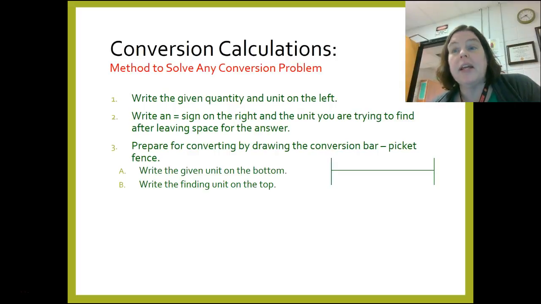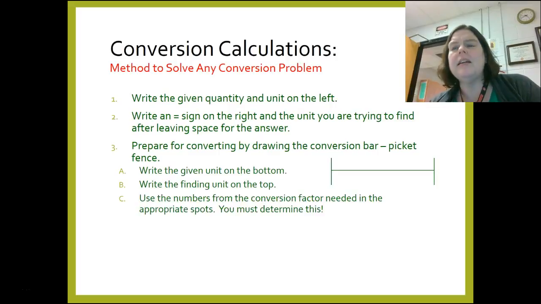Why do we do that? Because we want to cancel out the given unit and we want to get the finding unit. So we need to make sure that we put them in the right place. And step C is the hardest step here. Step C is where you have to determine the relationship. And we have one of two right now that we can work with. We can either work with particles and moles, or we can work with mass and moles. So those are the two relationships that we have going on right now.